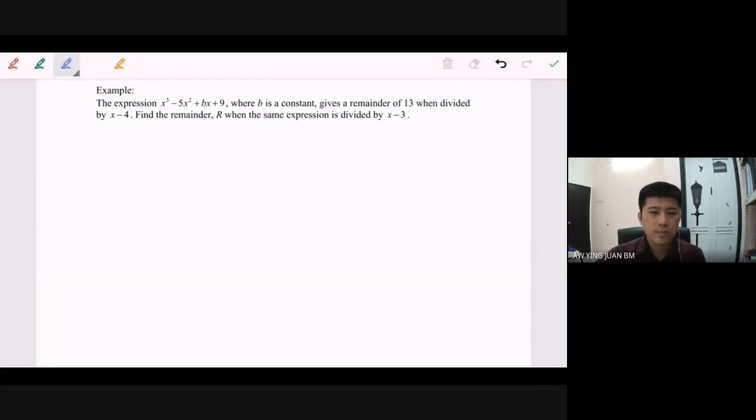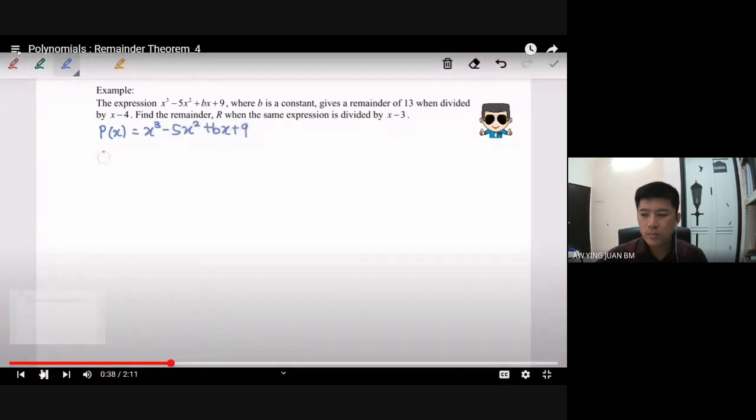The expression x cubed minus 5x squared plus bx plus 9, where b is a constant, gives a remainder of 13 when the expression is divided by x minus 4. So in here I would write p(x) equals to x cubed minus 5x squared plus bx plus 9. And by substituting the value, so you tengok setiap kali jawab soalan polinomial, saya mesti tulis ini. Walaupun dia tak bagi p(x) kan, saya let dia become p(x), then baru saya start. Okay? Setiap kali.